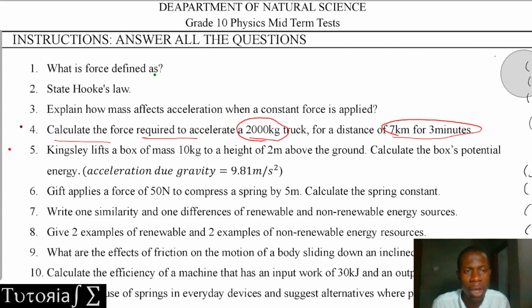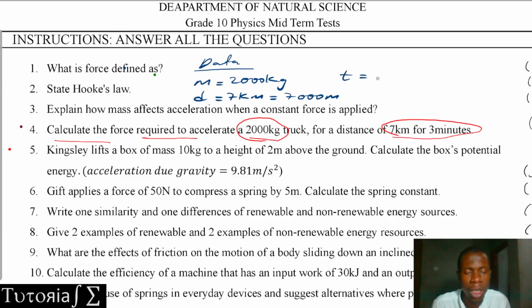So here you need to write out your data. What do we have on our data? We have mass, which is 2000 kg. Here we have distance, which is 7 kilometers. So we need to convert this into meters, which is basically 7,000 meters. We also have time, which is equal to 3 minutes. Of course, this has to be converted to seconds, which when you convert will basically be equal to 180 seconds.